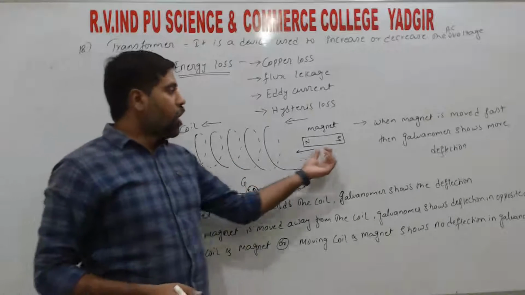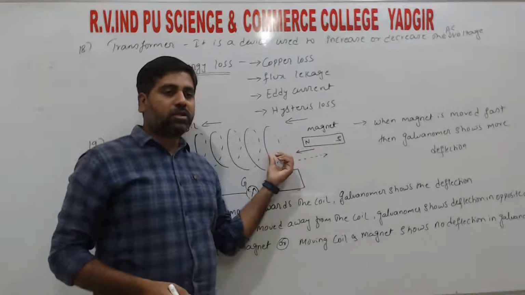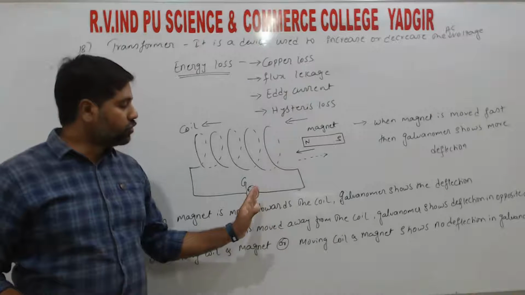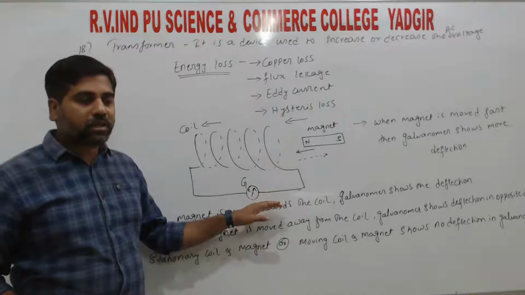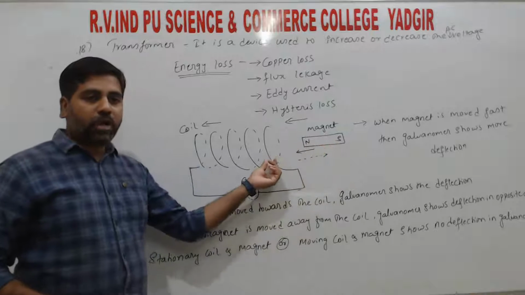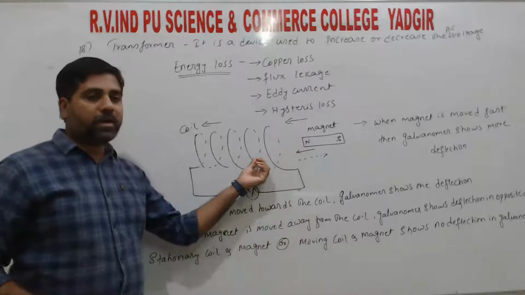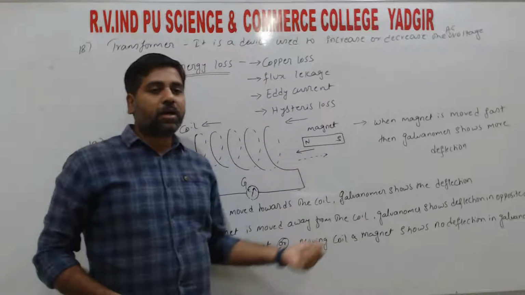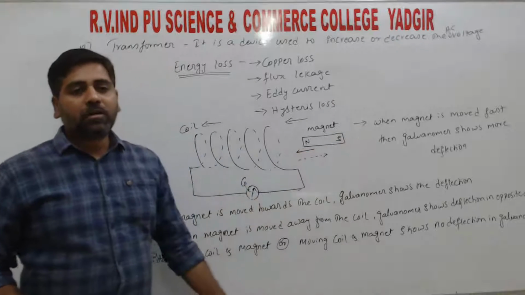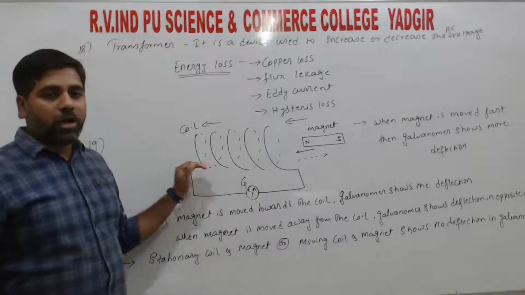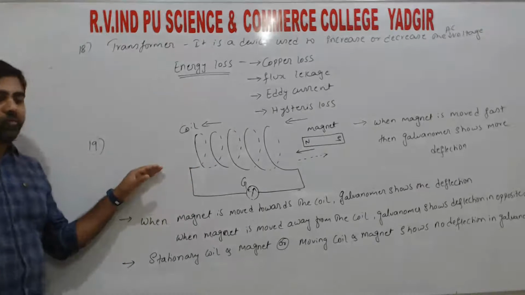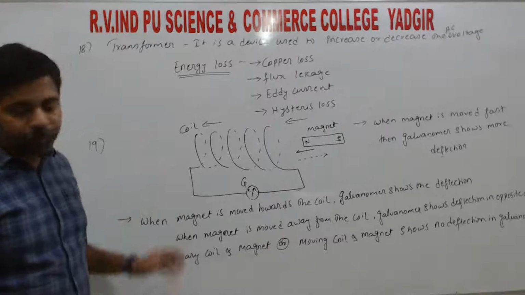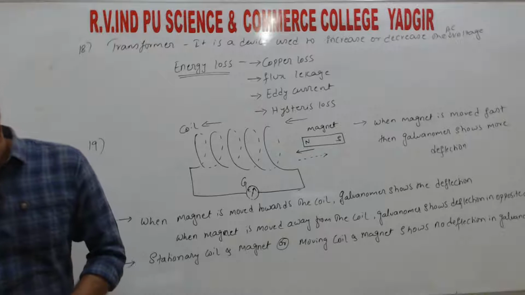The third point is, the faster you move the magnet towards the coil or away from the coil, the more deflection the galvanometer shows. So the deflection increases when the magnet is moving fast. It depends on how fast we bring the magnet towards the coil or take it away from the coil. So that is the third point, right? So this is about the coil and magnet experiment. Very important. This was also asked in the recent supplementary exam, right? So move on to the next.